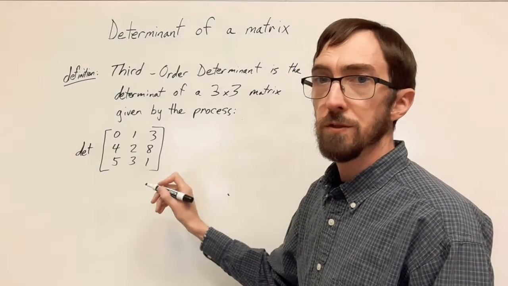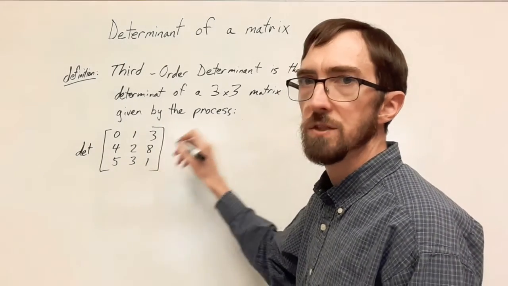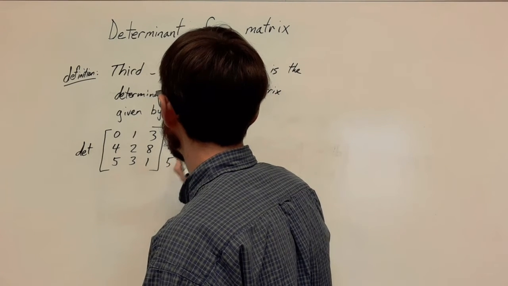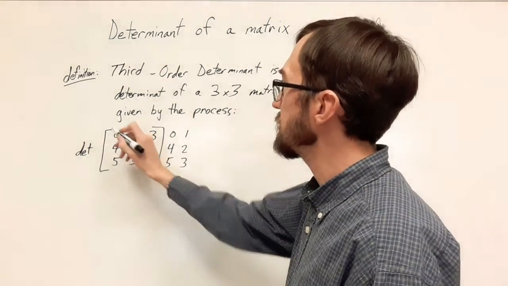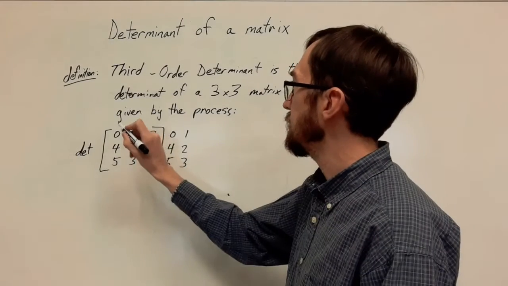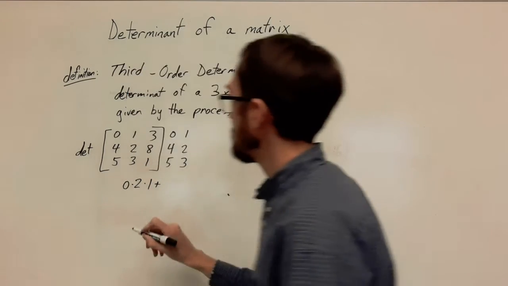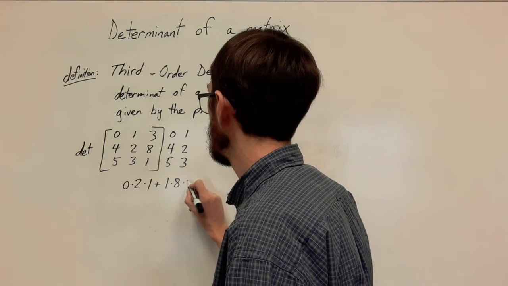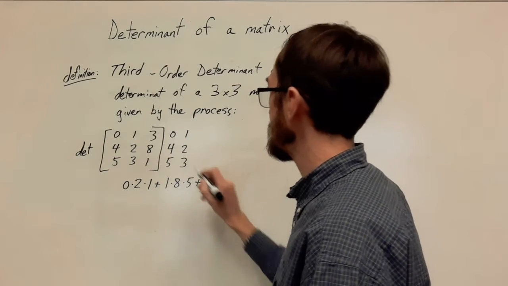Let's take a look at finding the determinant of this example matrix. The first thing that I want to do is copy the first two columns on the outside. The next thing that I'm going to do is go to the upper left-hand corner and look at the diagonals and find products. I want 0 times 2 times 1. To that, I'm going to add the next diagonal, 1 times 8 times 5. And to that, I'm going to add this last diagonal, 3 times 4 times 3.